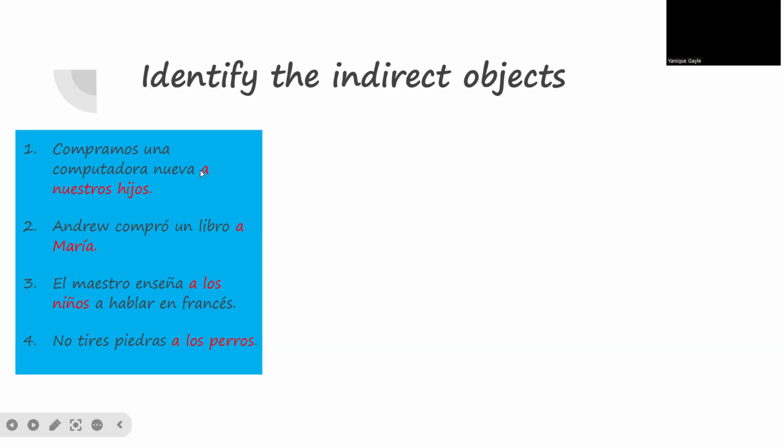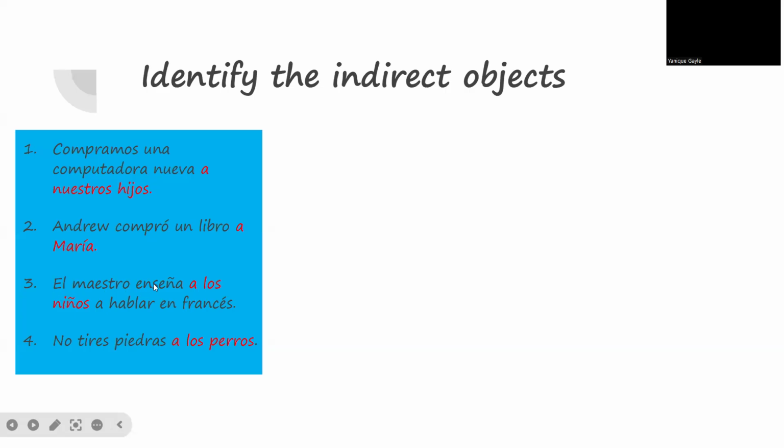So what does this mean? We have to identify who is receiving the object or the action of the object in the sentence, and that's what we're going to substitute with the pronouns in a moment. Andrew compró un libro a María. So Andrew bought a book for María. So Andrew is the subject, compró is the verb, un libro is the object, and María is the indirect object.